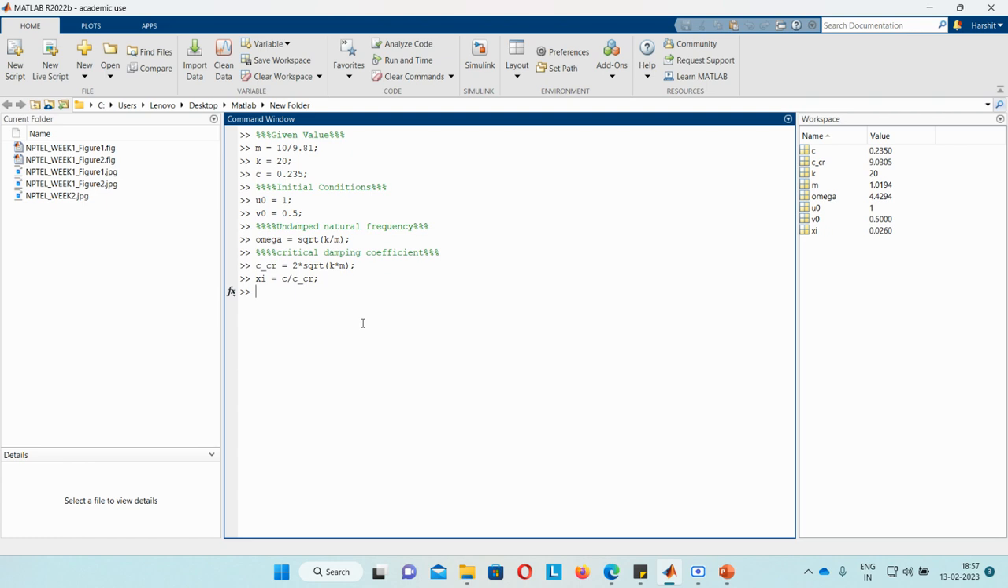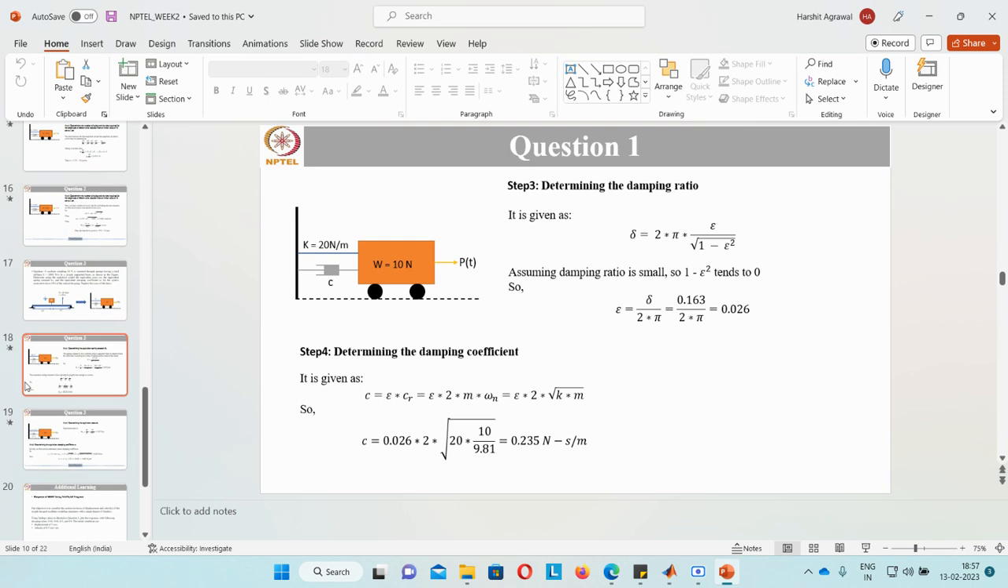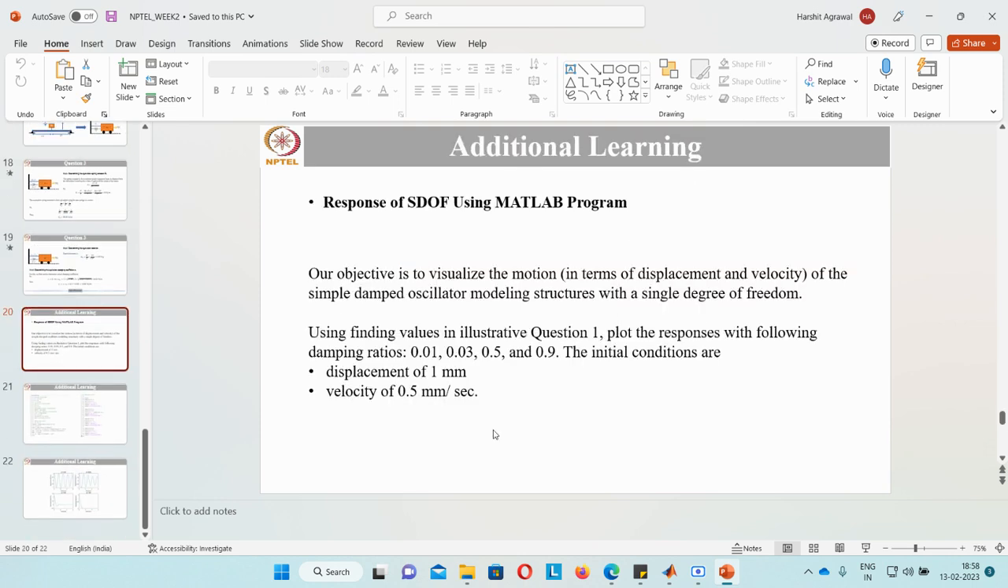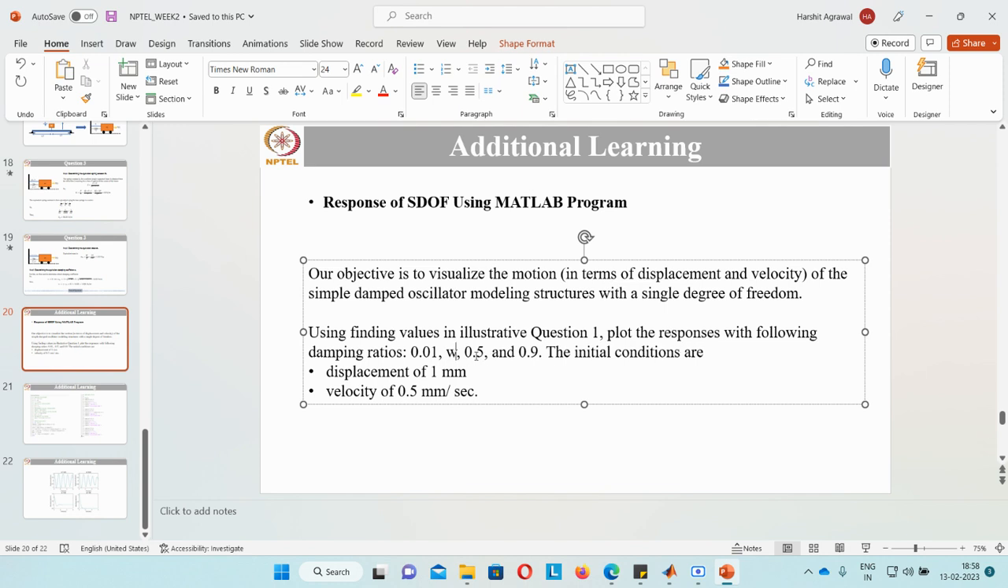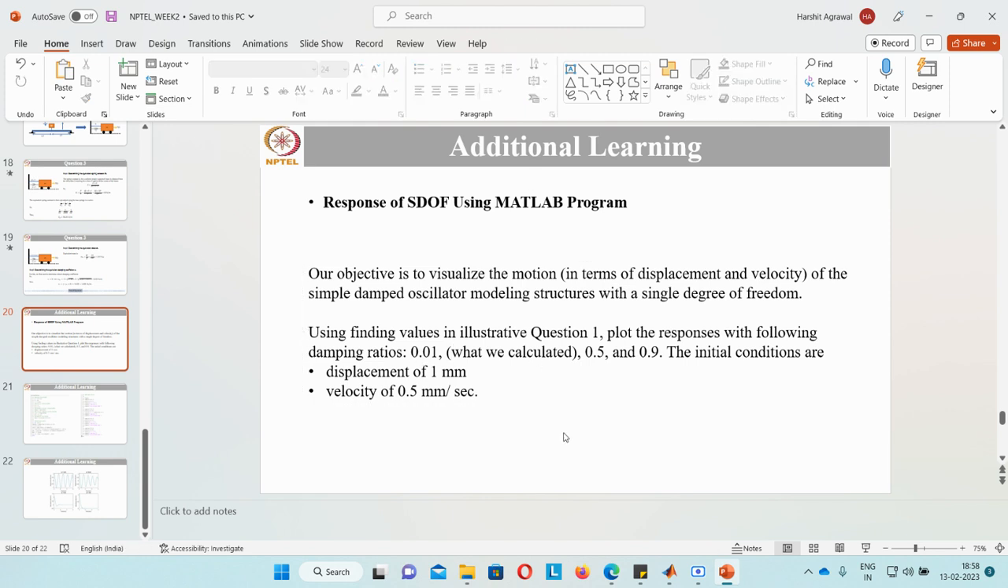Now, we were given in the question that we need to take four values of damping ratio. One we calculated, and three others: 0.01, 0.5 and 0.9. Taking different damping ratios will help us visualize how the displacement response changes with the damping ratio.